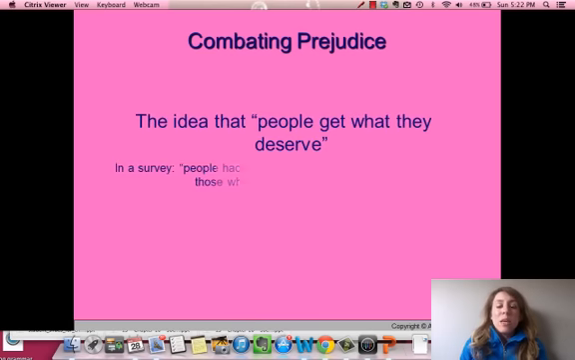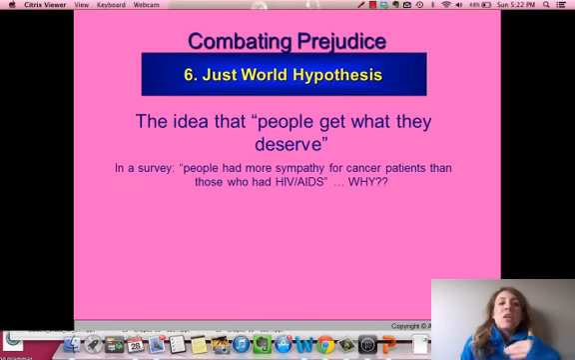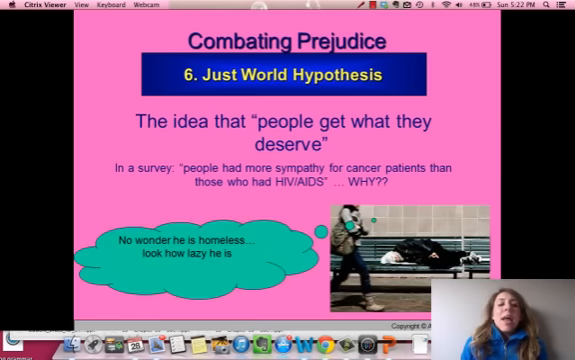Okay, the next thing is the just world hypothesis. So the just world hypothesis is that people in the world get what they deserve. It's kind of like hindsight bias, where once it happens, you're like, oh, they deserved it, right? And in a survey, people had more sympathy for cancer patients than AIDS patients. And that's because they think, oh, AIDS patients, they deserved it. They did something to get AIDS, right? And it's the same thing with homelessness, right? Oh, no wonder he's homeless. Look how lazy he is. And the reason people do this is because if bad things can happen to good people, then what might happen to you? So instead of dealing with that scariness, right, what you do is you say bad things happen to bad people.